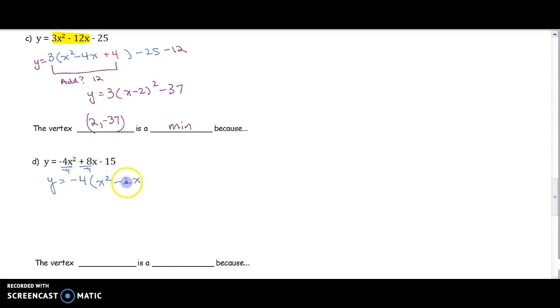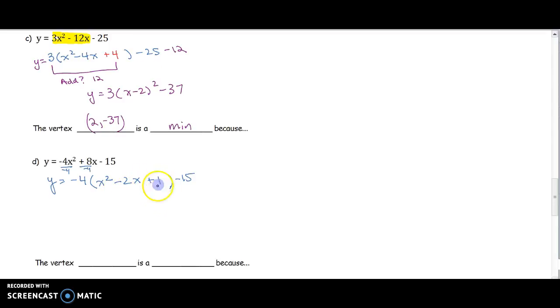Be very careful with your signs when you're dividing out a negative. Leave a space, and that minus 15 gets pushed outside. Complete the square. When I complete the square, I just look at this number, divide by 2, I get negative 1. Negative 1 squared is 1.